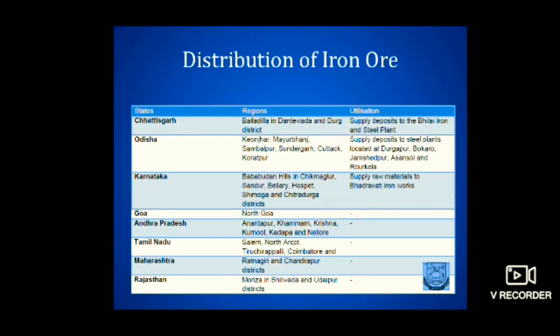And this tabular column clearly denotes the distribution of iron ore in each state. Children, it is very essential for you to learn the distribution of iron ore in each state, and you need to learn 3 centers in each state. So take effort to learn this tabular column very thoroughly. So here you can see the distribution of iron ore in different states and the regions. Region denotes the district where it is present or the iron field where it is present, and the utilization of iron in that particular region.